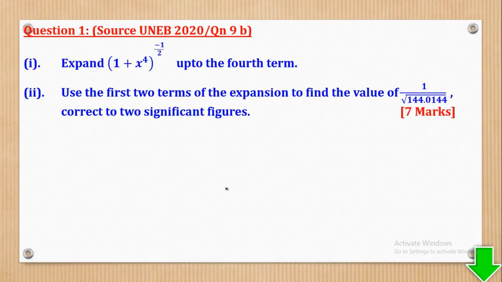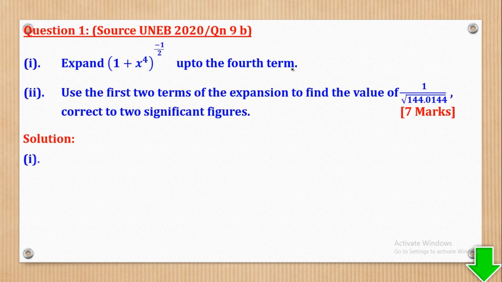So now that you have grasped the expression for binomial expansion, we can now go through some questions. Let's start with a question which came last year, and that is UNEB 2020 paper 1 question 9b, and it says: Roman 1, expand (1 + x^4) raised to the power negative a half up to the fourth term.